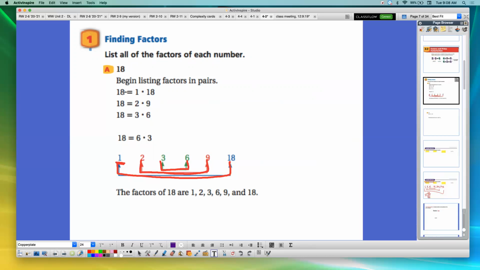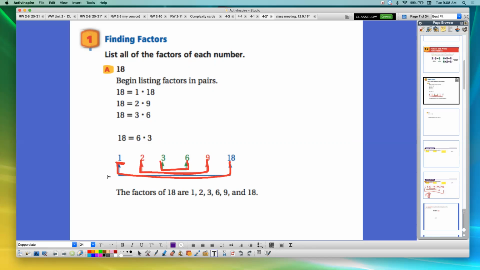The first one to always write is 1 times the number itself, in this case, 18. Another factor pair is 2 times 9. And a third factor pair is 3 times 6. Yes, you can do 9 times 2 and 6 times 3, but those are the same factor pairs.